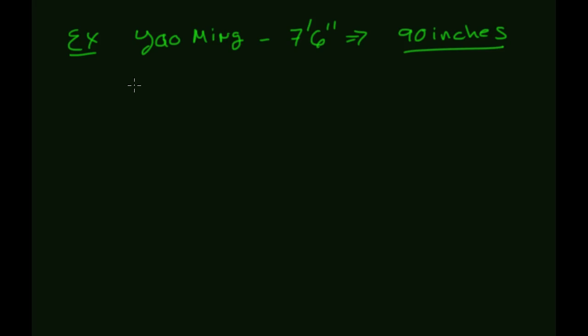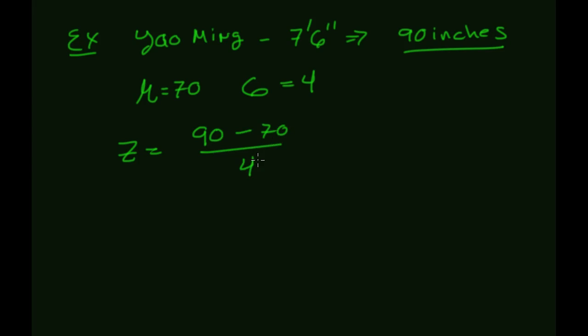Okay, so let's see. We know from earlier also that men's heights have a mean of 70 inches and a standard deviation of 4 inches. So Yao Ming's z-score is going to be 90, his height, minus 70, the mean height, over the standard deviation 4. So if I look at that, 90 minus 70 is 20, divided by 4 is 5. So Yao Ming is 5 standard deviations above the mean.